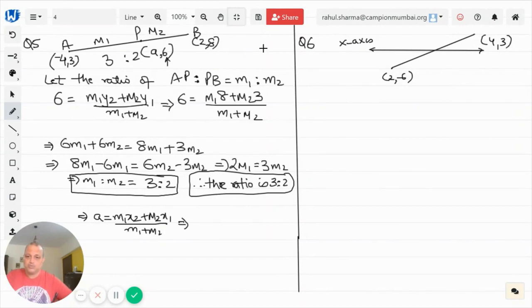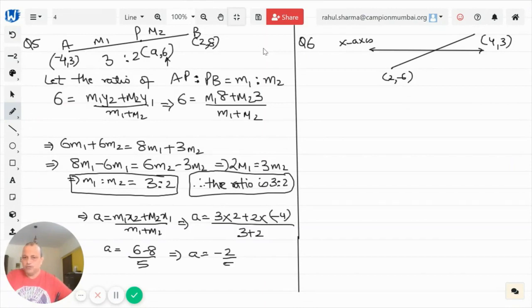Let's substitute values. A will be equal to M1, which is 3, x2, which is 2, plus M2, which is 2, x1, which is negative 4, upon M1 plus M2, which is 3 plus 2, which means A is equal to 6 minus 8 upon 5, which means A is equal to negative 2 upon 5.